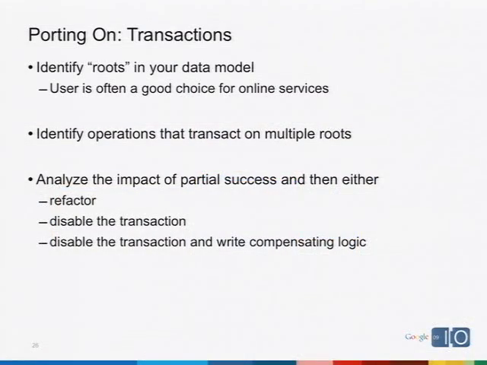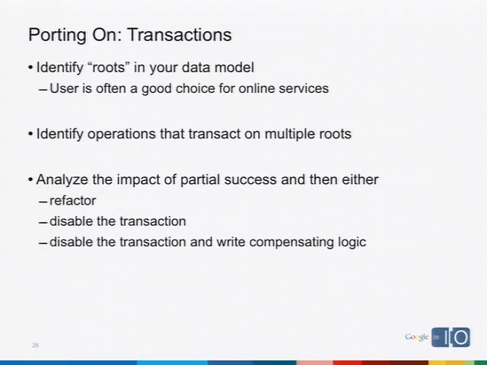What's involved in porting transactions? We talked about the mismatch before, how with the data store we have transactions across entity groups, and with relational databases, if we're not partitioning our data, we're typically used to having global transactions. So the strategy here is you want to identify the roots in your data model, right? And if you're building an online service, the first place I would recommend looking is user, right? Can you hang all of the data off of a user and get reasonable write throughput? If that works, you're in good shape. It's not going to work for everybody, but that's a good first place to look.